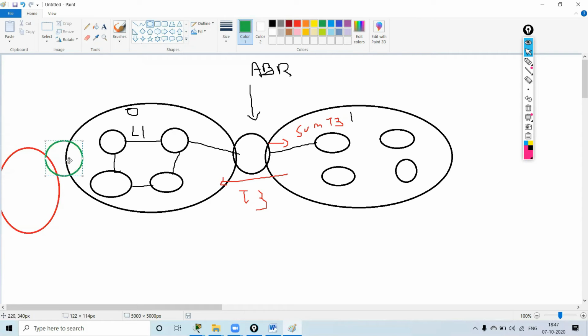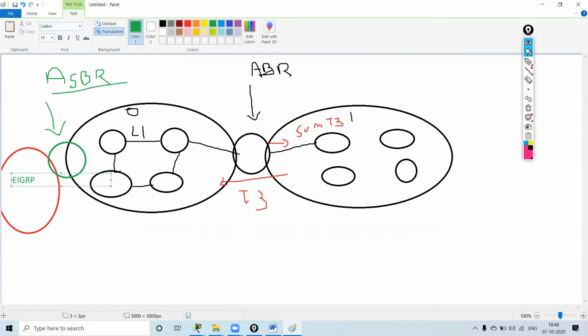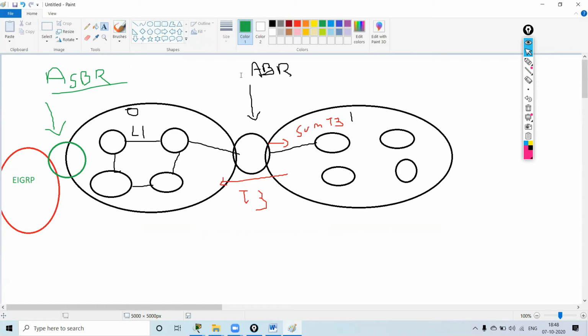And this is the router that is running EIGRP and OSPF both. So the router that is running two routing protocols is known as my ASBR, Autonomous System Boundary Router or Border Router. ASBR. The router that is running two routing protocols. Here I am running EIGRP, and I want the EIGRP routes inside the OSPF. So what I'll do is redistribution. So the router that is running two routing protocols is known as ASBR router.